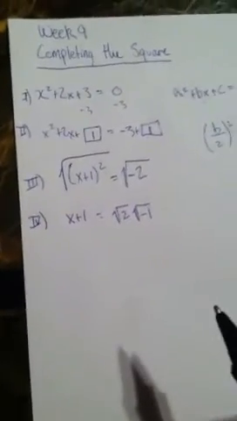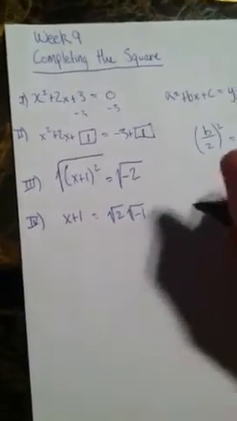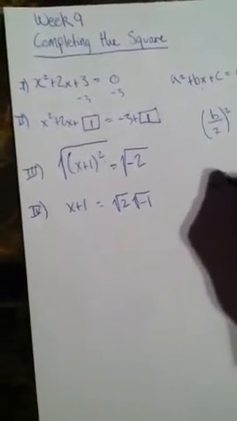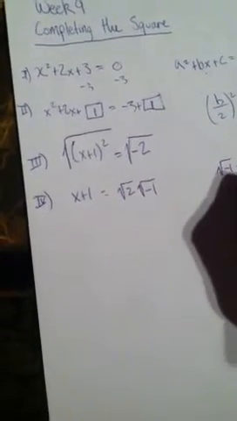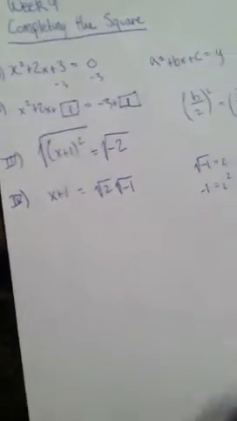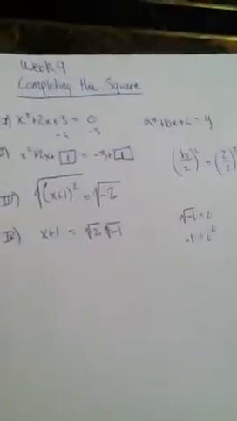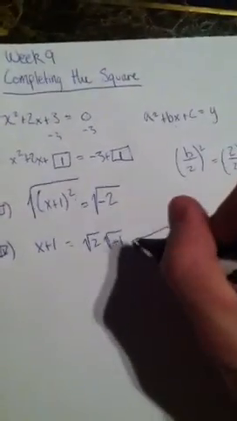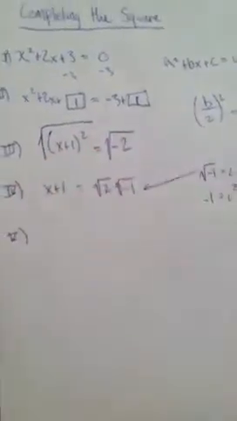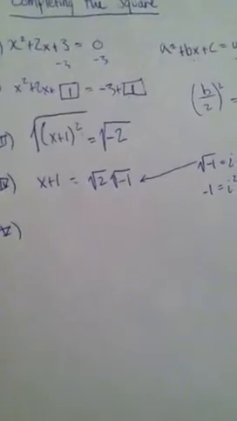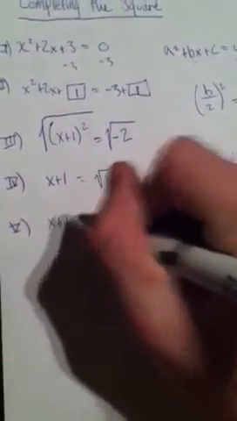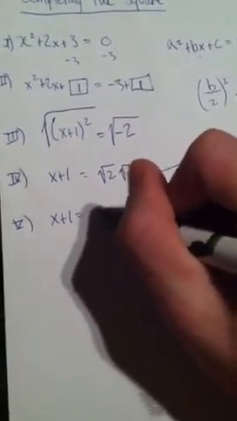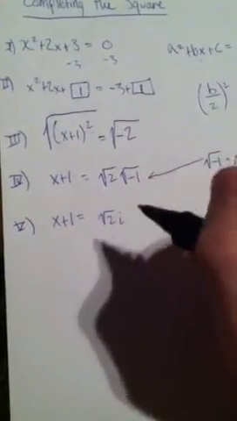Now if you remember from earlier on, we learned that the square root of negative 1 is equal to i, and negative 1 is equal to i squared. Now that's going to come into play here because we have a negative 1. So in our fifth step, we are going to find that x plus 1 equals the square root of 2i.